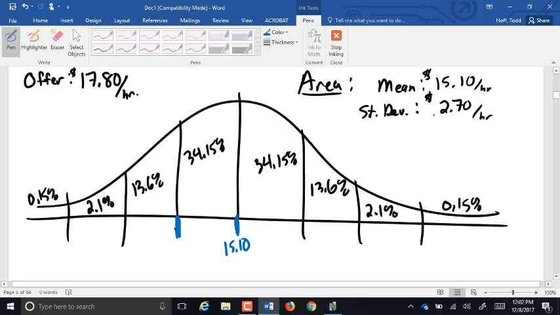Yeah, we subtract the standard deviation from the mean. 1510 minus 270 is 1240. How do we get this next number? Subtract it again. That's 970. How about this one? Subtract it again, that would be 700.